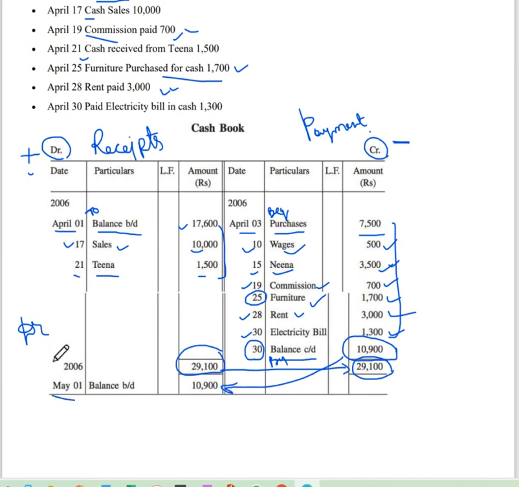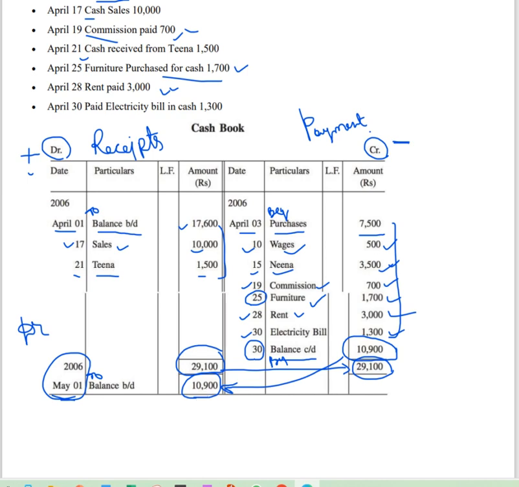April month is over. 1st May 2006, by balance brought down 10,900 rupees. This is how we need to write it in the cash book. It is a simple concept. Cash book has cash receipts and cash payments. Debit side cash receipts, credit side cash payments.